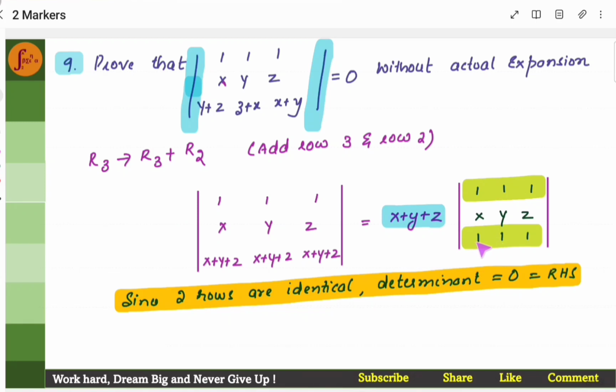When I take the common factor, I'll get 1, 1, 1 here. So now you see, I have 2 identical rows. Since 2 rows are identical, I can say determinant is 0.